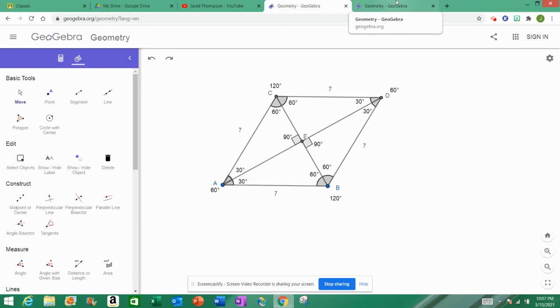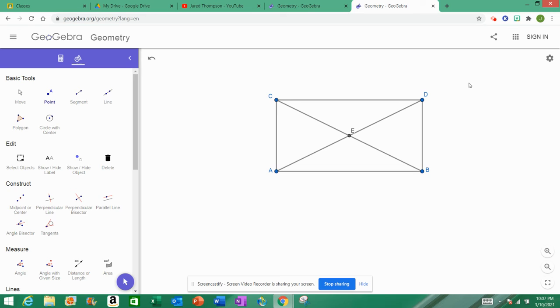Okay, so now let's look at a rectangle. So here's a rectangle. Again, a rectangle is an offshoot of a parallelogram in that every angle in a rectangle is congruent. And of course, we should know that every angle in a rectangle is going to be 90. I'll just measure two of them to show you. So a rectangle is a parallelogram with four congruent angles. Every angle here is 90.